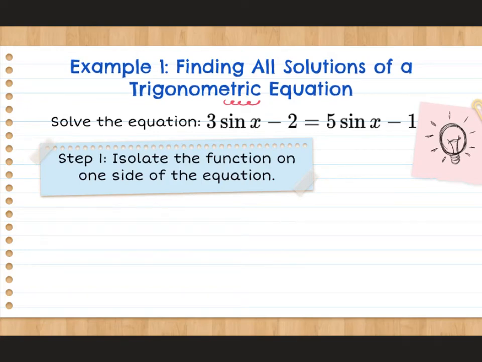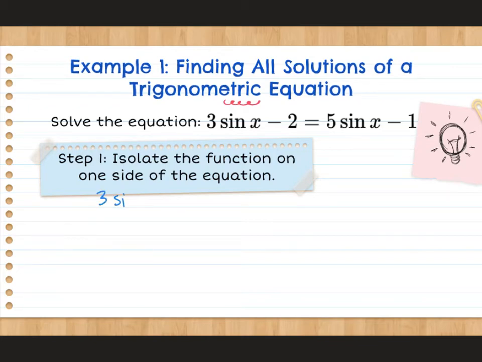Example 1, finding all solutions of a trigonometric equation. Solve the equation 3 sine x minus 2 equals 5 sine x minus 1. Step 1 is to isolate the function on one side of the equation. So let's go ahead and rewrite the equation.